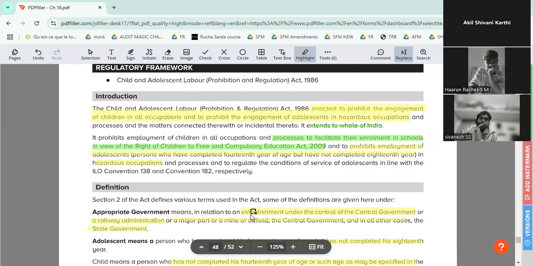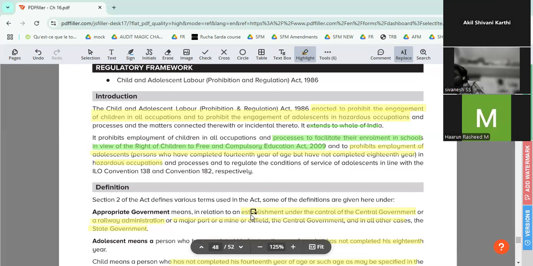It prohibits employment of children in all occupations and it processes to facilitate their enrollment in schools in view of the Right of Children to Free and Compulsory Education Act 2009. So children below 14 should not be engaged in any type of occupation. And this act also processes to facilitate the enrollment of children in schools because we have one more act called Right of Children to Free and Compulsory Education Act 2009. So this is with regard to children below 14.